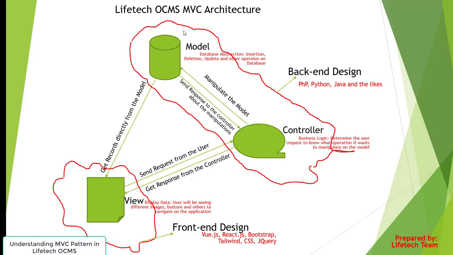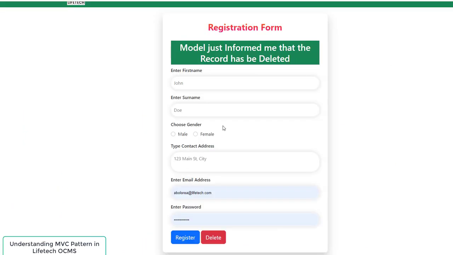The model might get to the database and discover that okay, this record cannot be deleted. Then the model gets back to the controller that okay fine, the surname you gave to me, Akinde, cannot be deleted. Afterwards, the controller sent back to the user that okay, the surname you gave to me cannot be deleted. Supply me another surname. So this is how MVC architecture works in Lifetech OCMS.